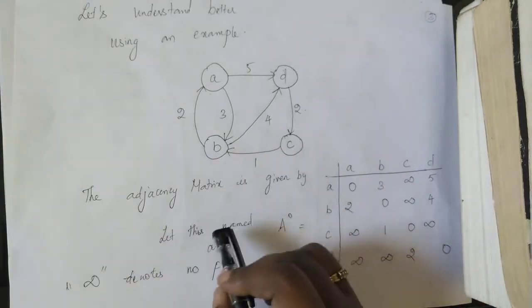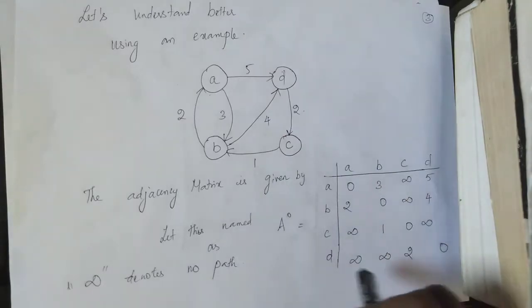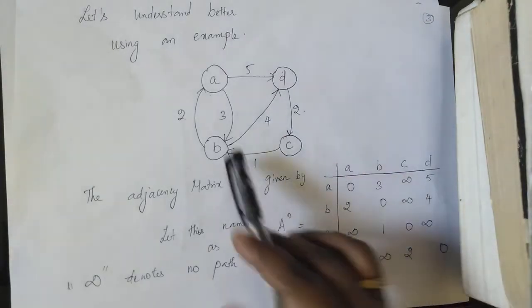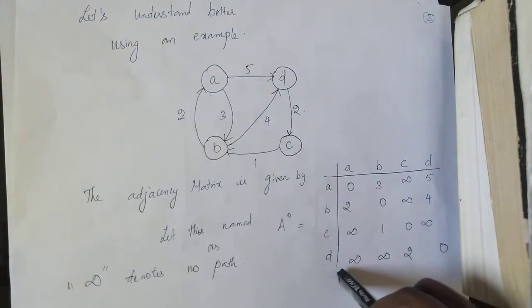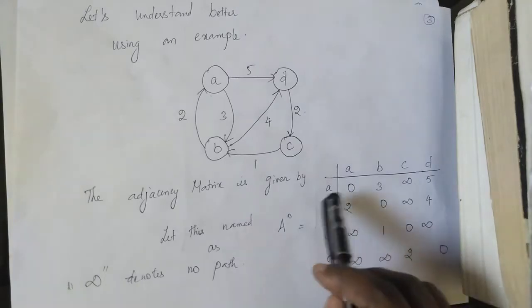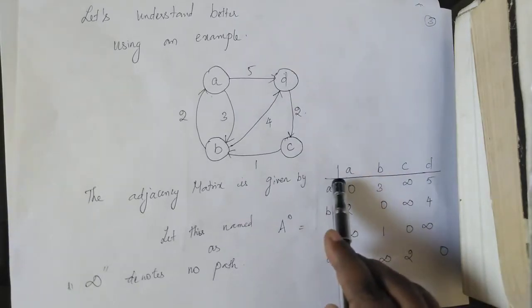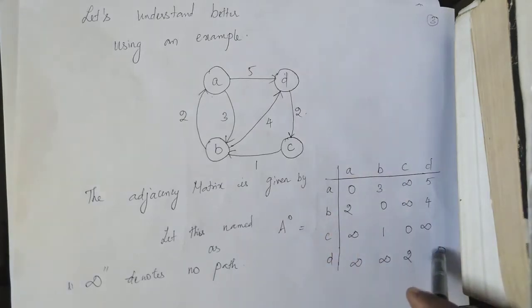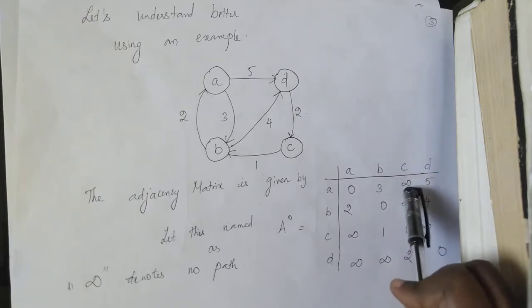We know how to find an adjacency matrix for this graph. So this is the adjacency matrix. Since there are 4 nodes, the adjacency matrix is going to be a 4 by 4 matrix. The diagonals are going to be 0 because there is no self-loop connecting each vertex to itself. The paths which do not exist are given the value infinity.